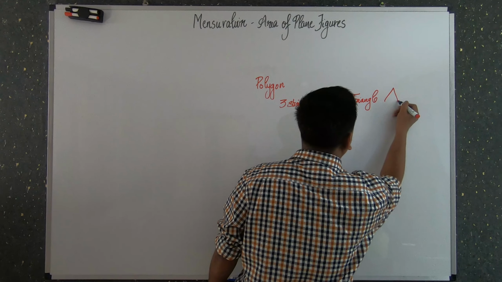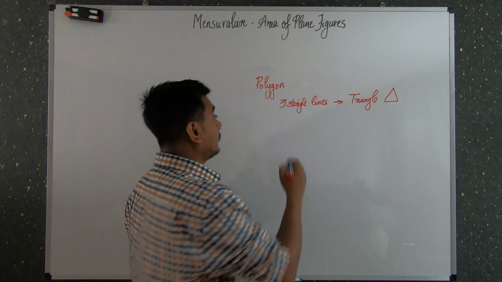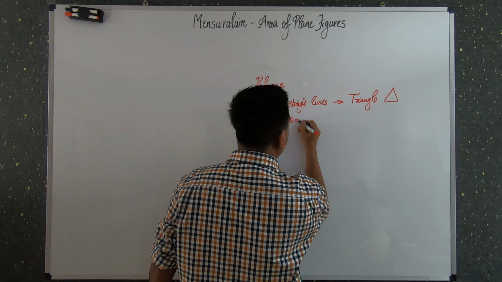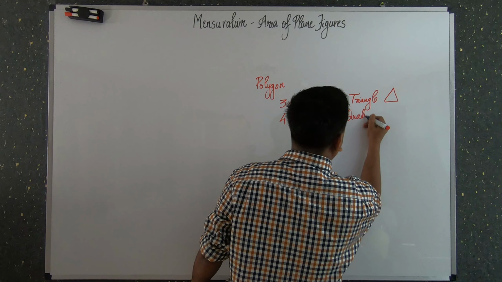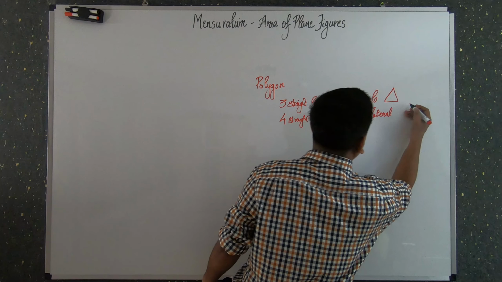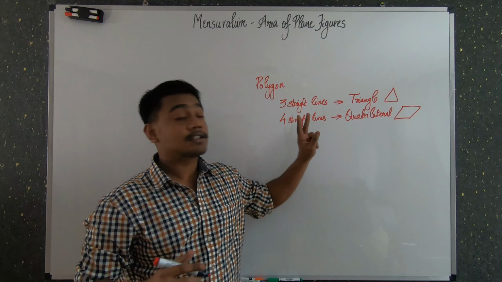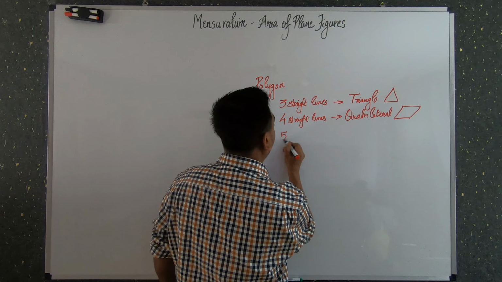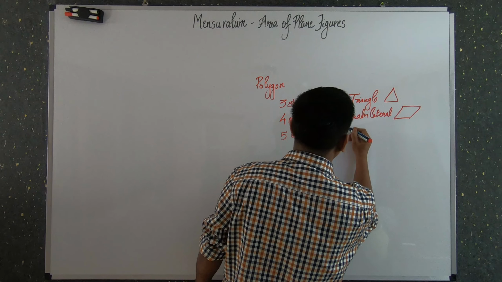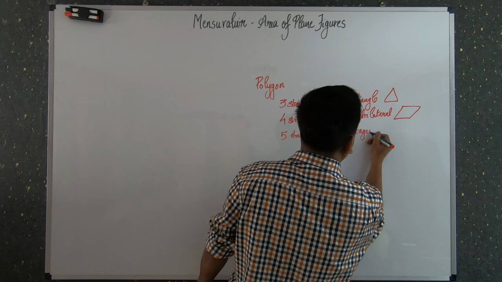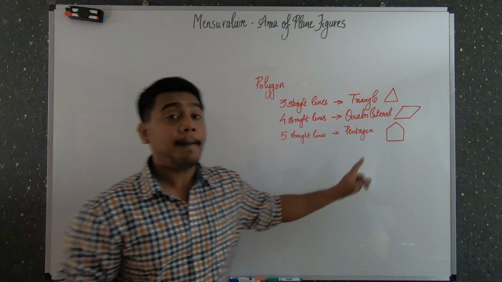Triangle. You have seen this for sure. You can see that it is bounded with three straight lines. When a polygon is bounded with four straight lines, we say it is a quadrilateral. You can see that they have four straight lines bounded. So this kind is known as a quadrilateral. When it has five sides, or five straight lines bounded together, we say it is a pentagon. An example of a pentagon is like this: 1, 2, 3, 4, 5. You can see that this is a pentagon.